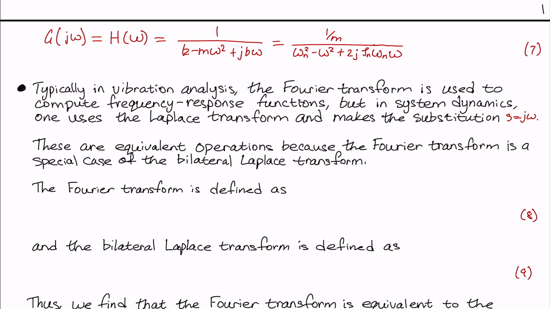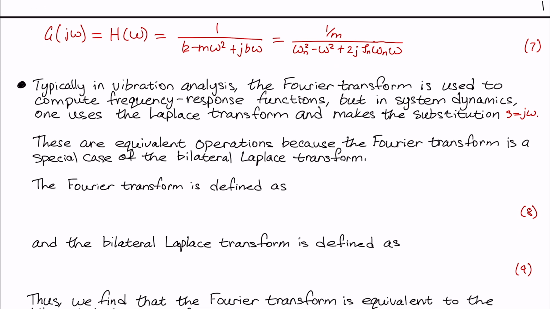All right, so typically in vibration analysis, you would use what's known as a Fourier transform in order to compute a frequency response function. But when we're dealing with system dynamics, we're going to use Laplace transforms to compute a transfer function, and then we'll make the substitution s equals j omega. And these are totally equivalent operations, either applying a Fourier transform to get the frequency response function or applying the Laplace transform and then making the substitution.